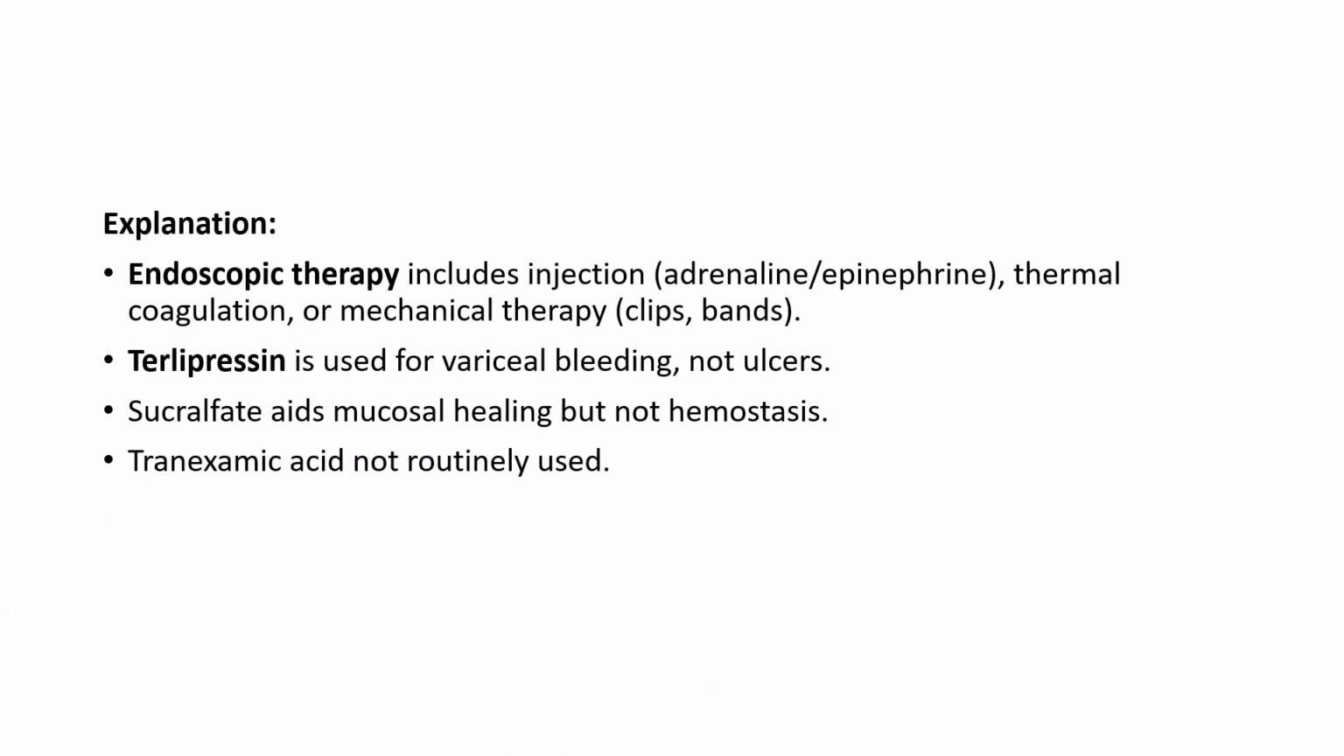Endoscopic therapy for peptic ulcer bleeding includes adrenaline or epinephrine injection, thermal coagulation, mechanical therapy as in clips and bands. IV terlipressin is used for variceal bleeding, not peptic ulcers. Sucralfate aids healing but not hemostasis. Tranexamic acid is not routinely used in gastrointestinal bleeding.